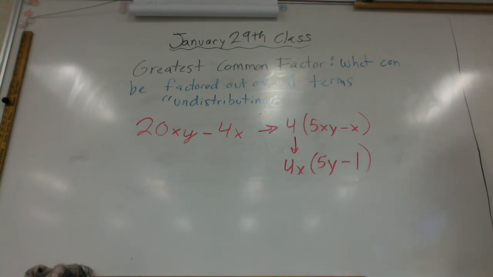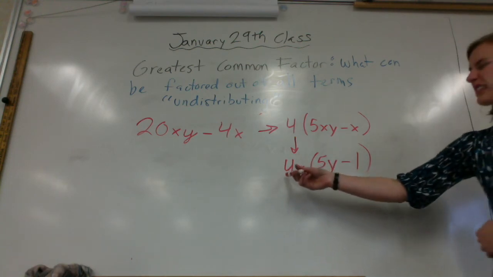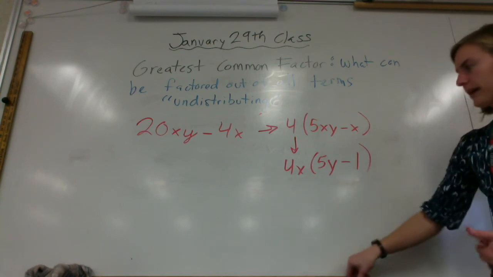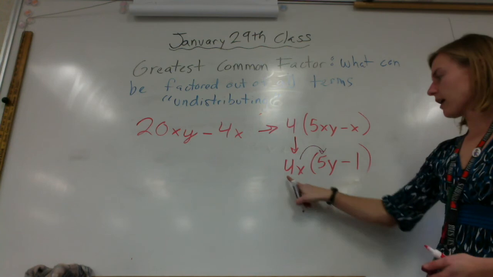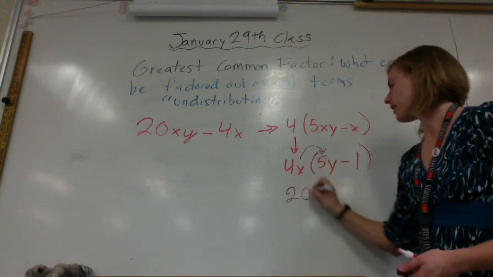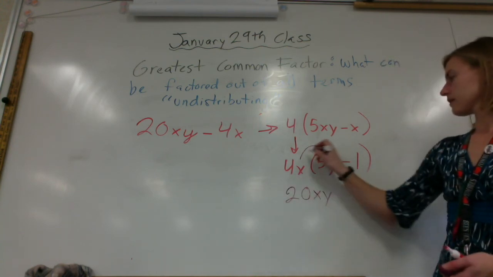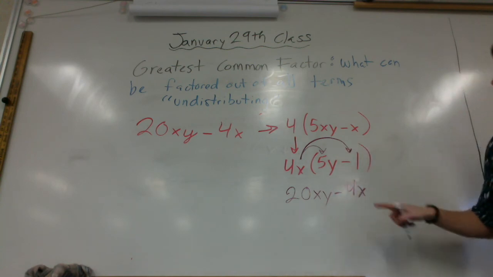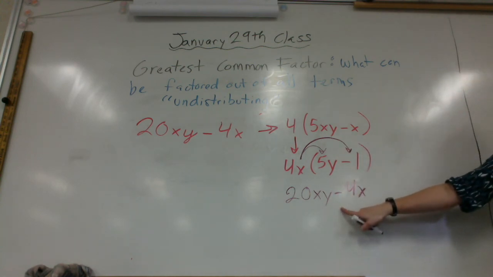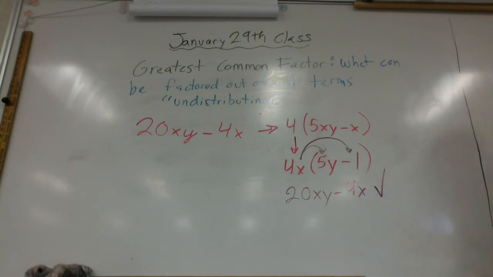And if you're unsure, if I'm not really sure that this is right, distribute it back out. So let's check it. Let's distribute it back out. 4 times 5, that'd be a 20 with xy. 4x times 1, 4x. Oh, so did we do it right? Yeah. So if you're not sure you factored it correctly, multiply it back out. See if you did it correctly.